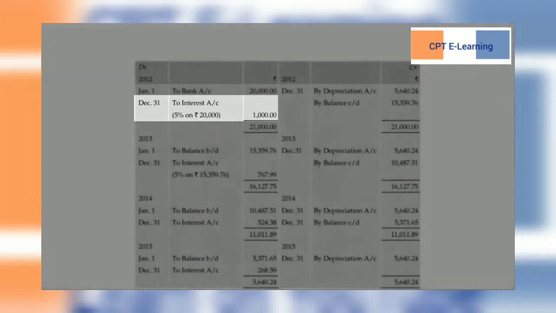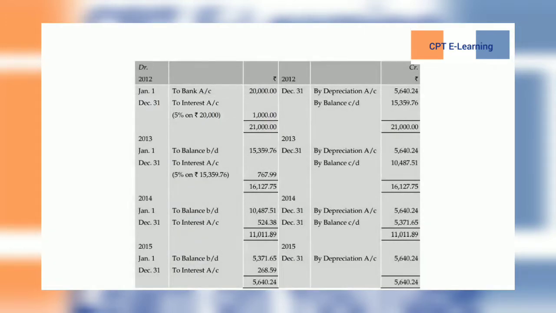See, this is where the point is. In an annuity method, I start with 20,000. The first year depreciation is 5640.24. Now I've got to add interest to my opening balance, or the purchase value. So here the purchase value is 20,000, add 5%, that is 1,000. Now find out the balance: 21,000 minus 5640.24, which will be 15,359.76.